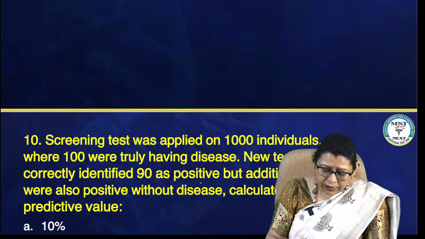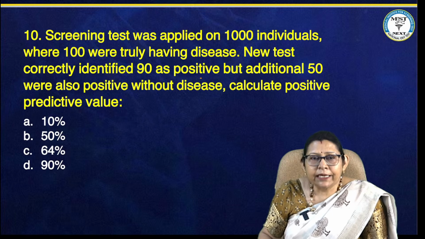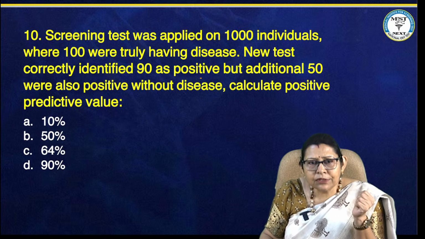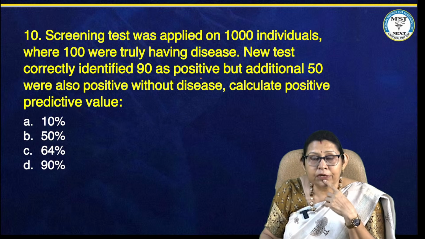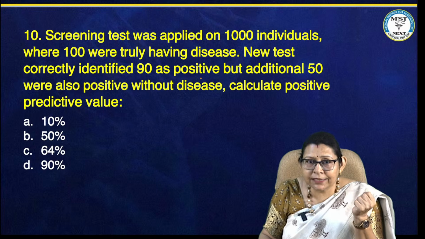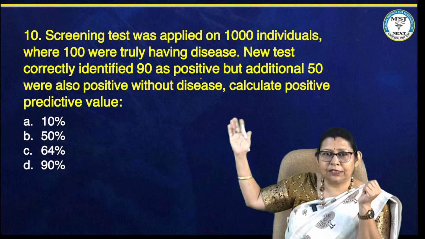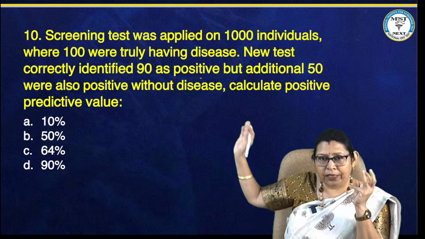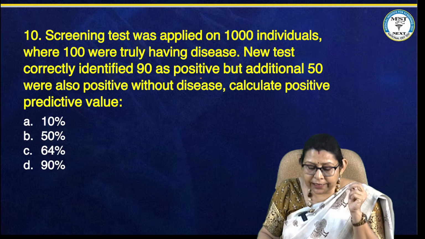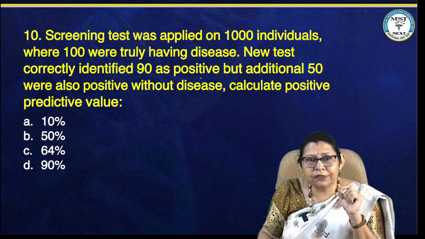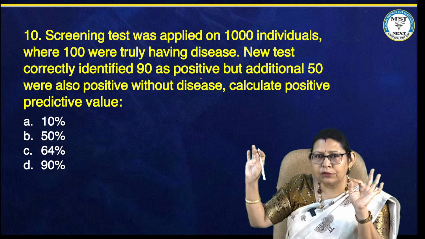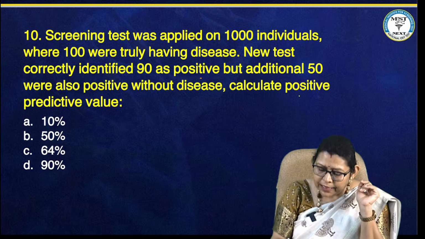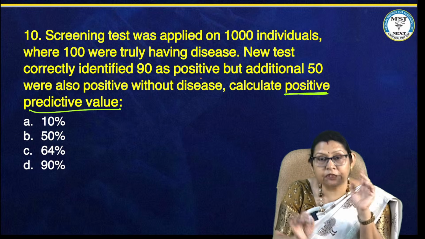Now coming to the next: screening test was applied on 1000 individuals where 100 were truly having the disease. This question I had taken from the recent May INI-SET exam. In the INI-SET exam this question was asked and that's why I had taken it from there. Again, a lot of unnecessary information in the question. So just see what they are trying to ask. They are trying to ask the positive predictive value.